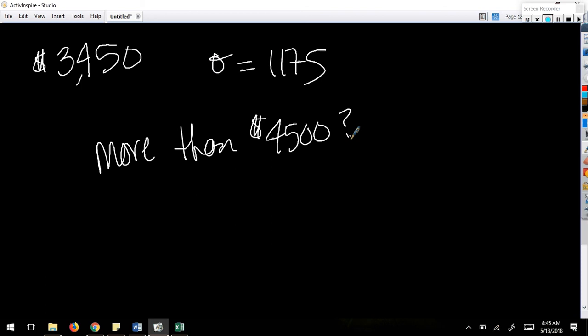It doesn't line up. If it lined up, if I started adding 1175 and hit this number, my life would be easy. I could use the chart. But it doesn't, so I must use the Z table. Let me do it. All right, so Z: take your X, subtract your mean, divide it by the standard deviation. What do you get?